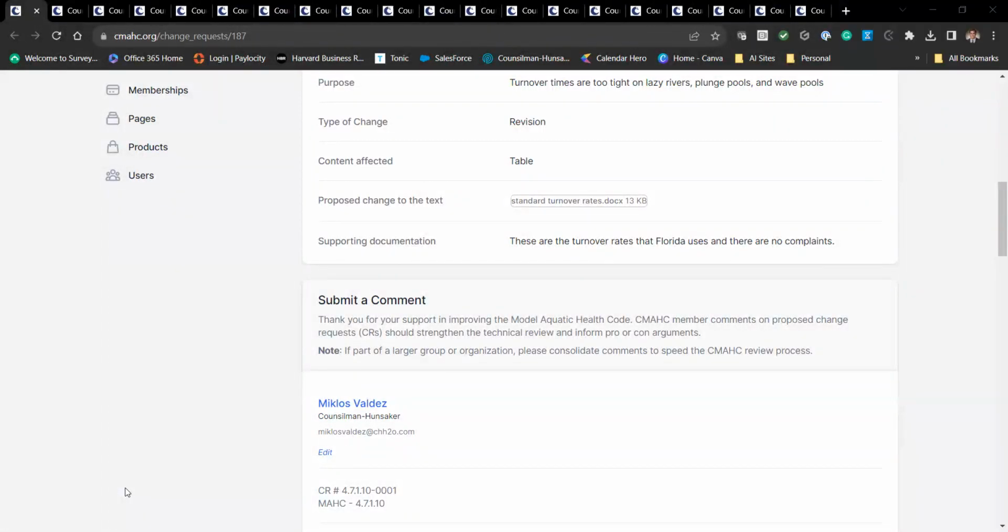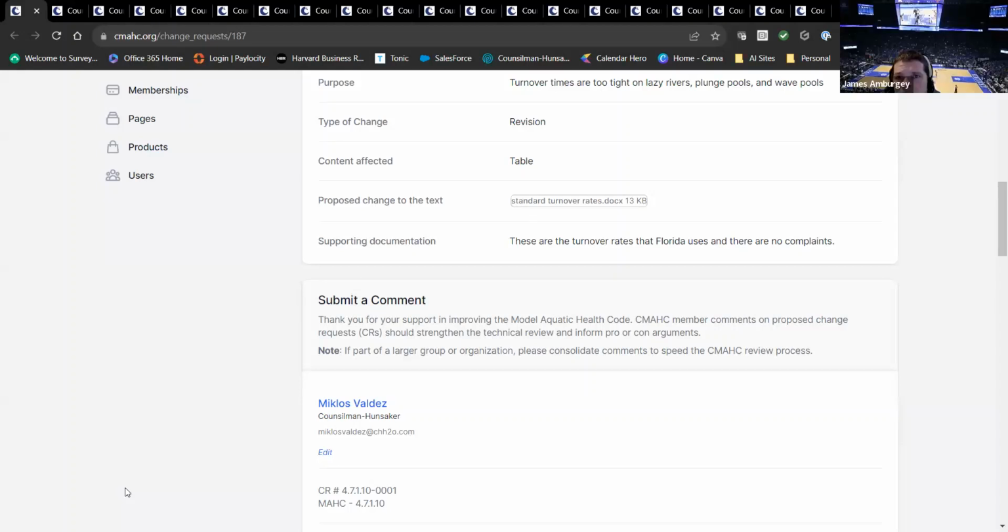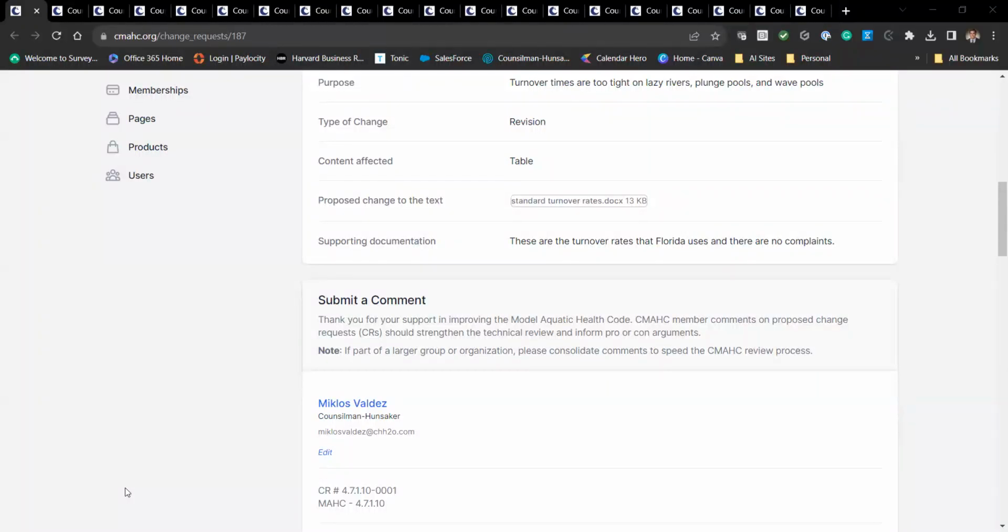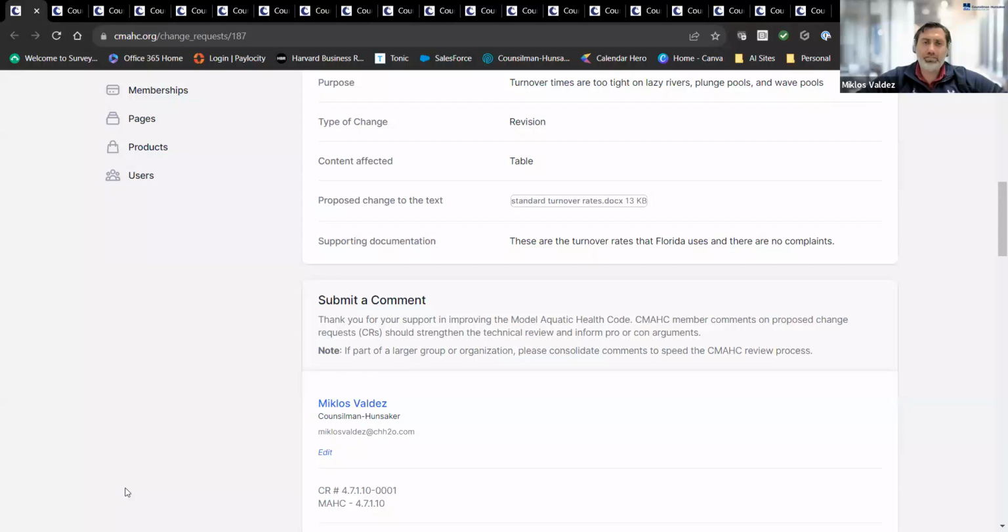Wave pools and lazy rivers get a lot of bather load, and they're already moving a lot of water around. So I think it's pretty easy to get that 2 hours. I'm not so sure about the plunge pools, but we have to vote on them collectively, right? Yeah, it's all in one table.